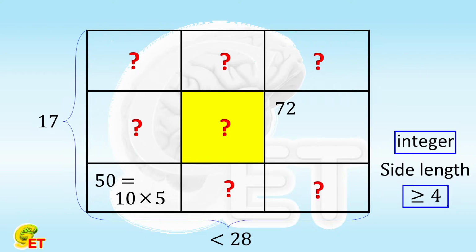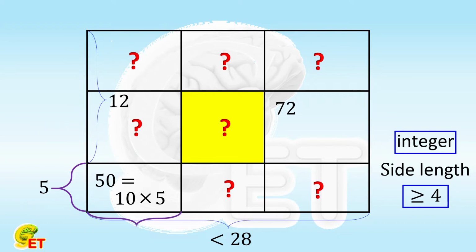Again, because the length of each side is not shorter than 4, the summation of the heights of the top two rows is not shorter than 8. Then the height of the rectangle in the third row is not longer than 17 minus 8, which is equal to 9. So this height cannot be 10, but only 5. The summation of the heights of the top two rows is then 12. The width of this rectangle is 10. The summation of the widths of the right two columns is therefore shorter than 28 minus 10, which equals 18.